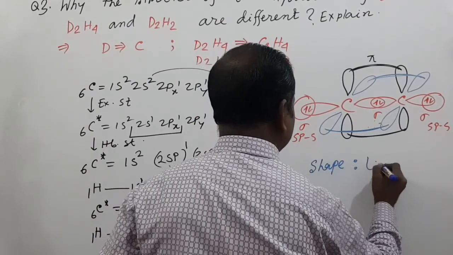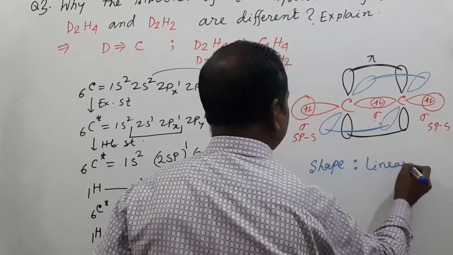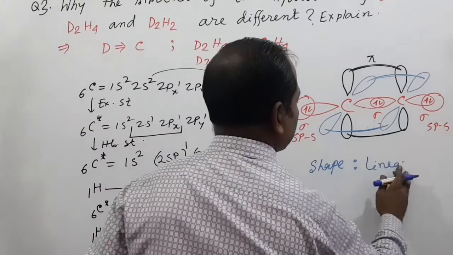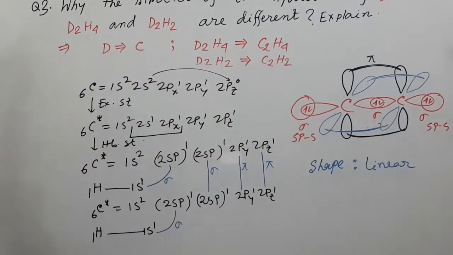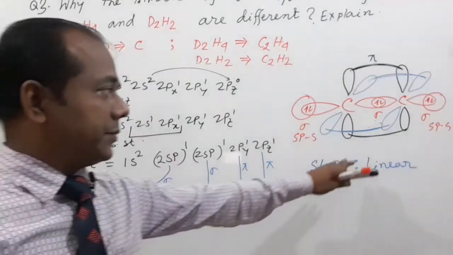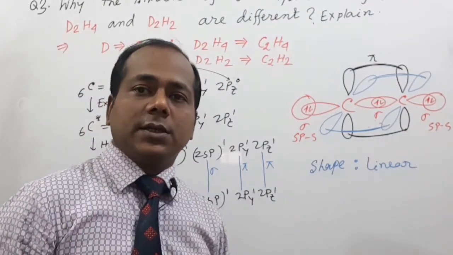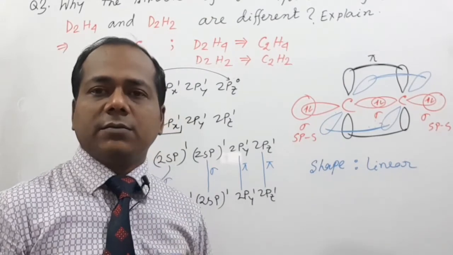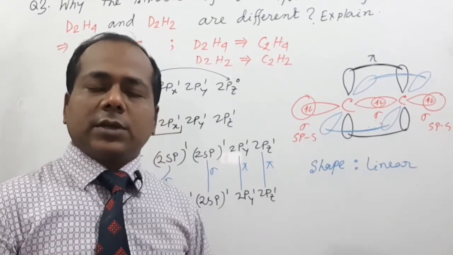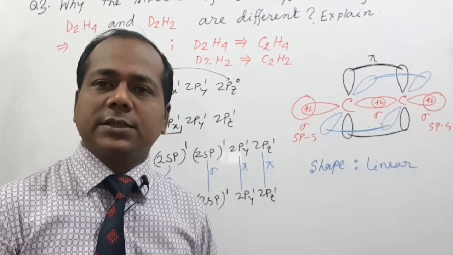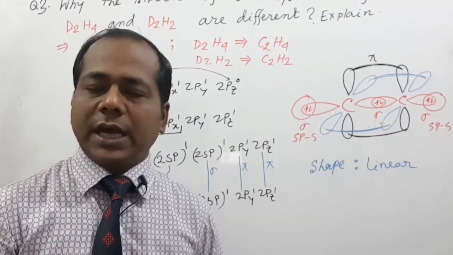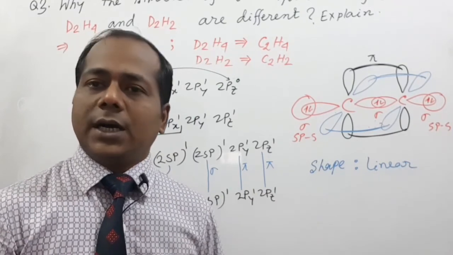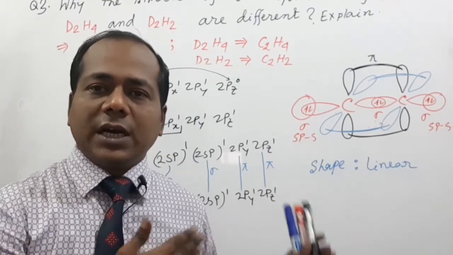So according to the structure, we can say that the shape is linear. My dear students, sp hybridization occurs, that's why the shape is linear. And according to our discussion, my dear students, we can say that the structures of the two hydrides of carbon, C2H4 and C2H2, are different due to the hybridizing state.